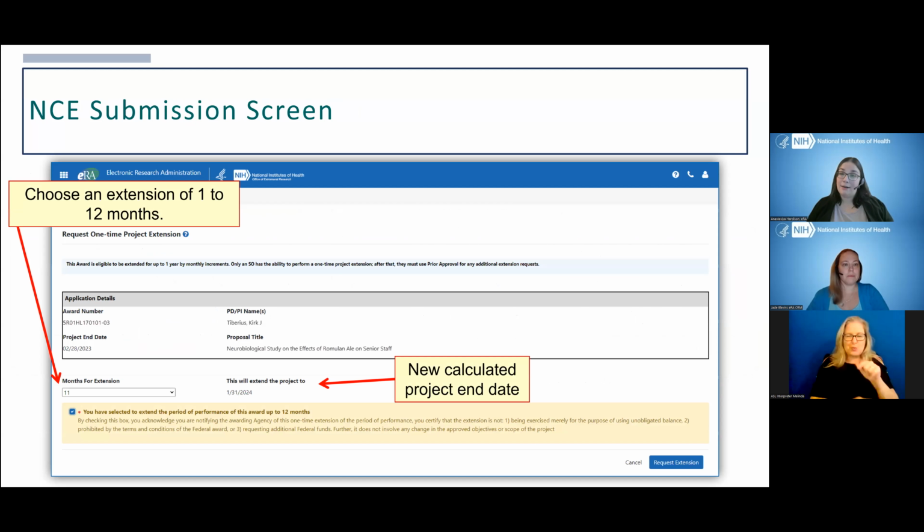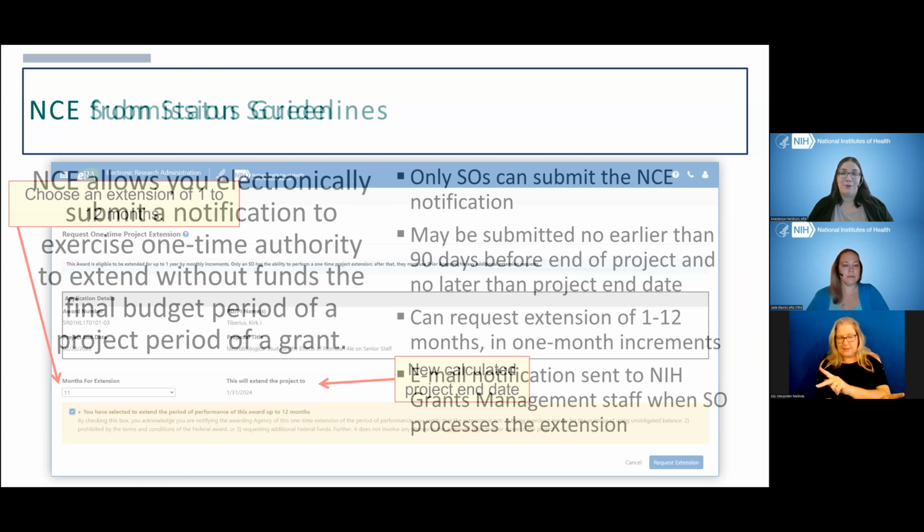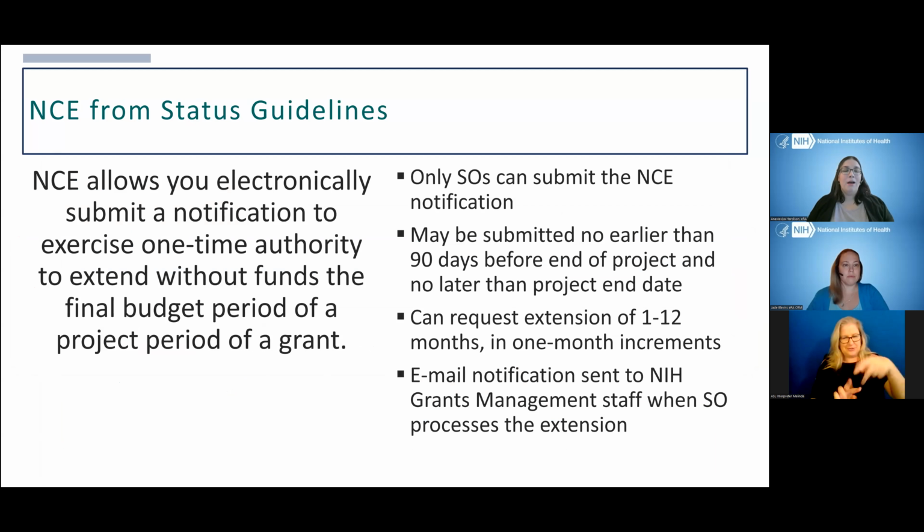I'm going to go back. I apologize. Should have organized this a little differently. This no cost extension is going to give you the ability to extend your grant for up to 12 months. Only the signing official can submit it. It can be done 90 days before the project period end date, but no later than the project period end date. So if you miss your project period end date, you're not going to be able to do this through Status, unfortunately. And once you do this, this will happen automatically.